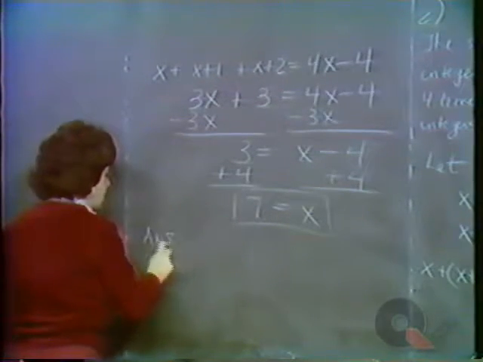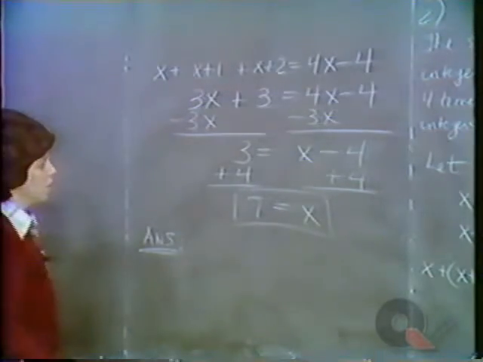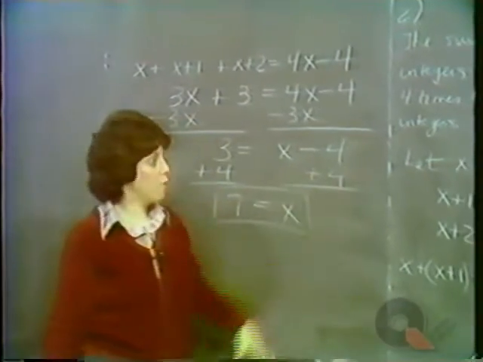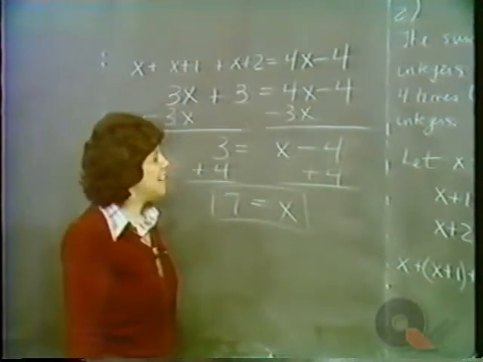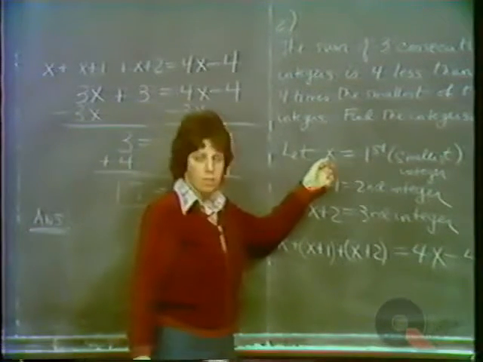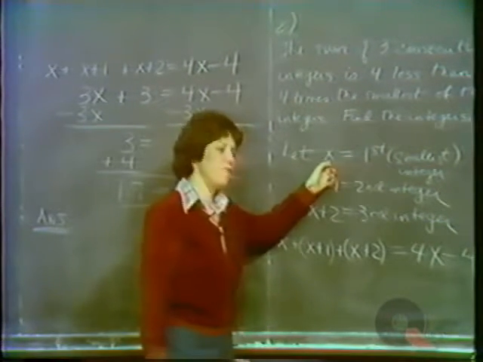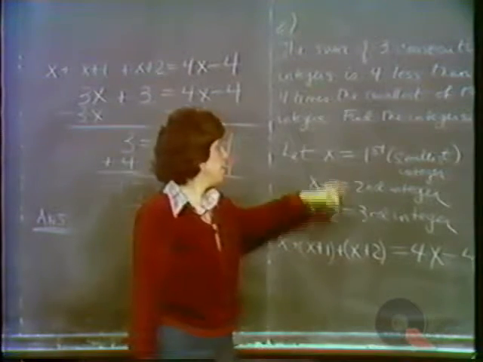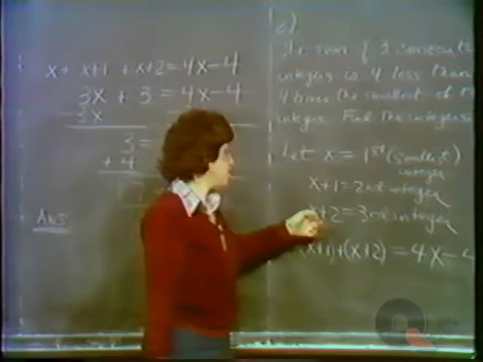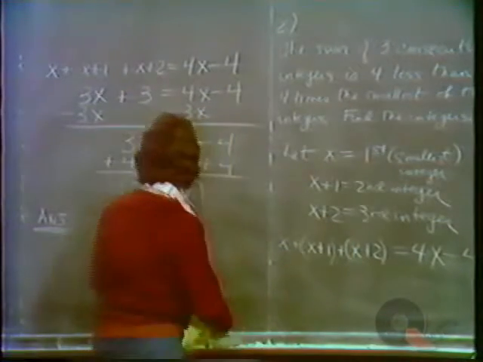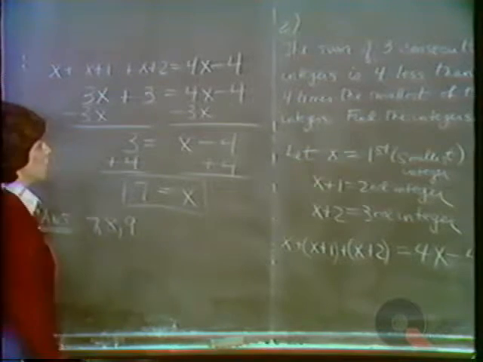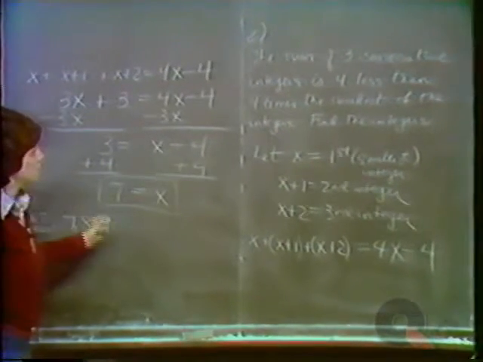Okay, so let's see what the answer would be. Well, you just don't write x equals 7. You go back to the problem. You see what were they looking for here? Find the integers, all 3 of them. Okay, x is just the smallest, the first of the integers. So if x is 7, the second integer would be 7 plus 1, 8. The third would be 7 plus 2, 9. So we believe that the integers are 7, 8, and 9. Those are the 3 consecutive integers.